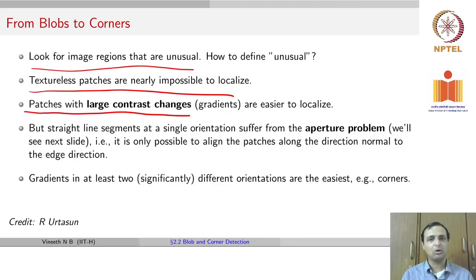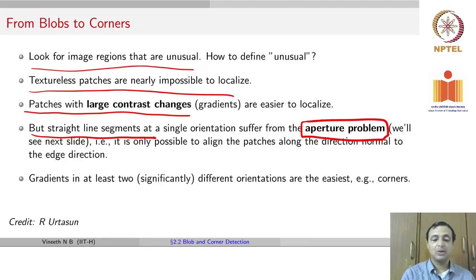Edges are a good example, but we'll talk about why edges may not be the right artifact in a moment. We are ideally looking for patches or regions in the image which have large contrast changes, such as gradients. But the problem with edges is that edges suffer from what is known as the aperture problem. We'll see a visual illustration on the next slide. While edges are good, unique aspects of a particular image, they do suffer from a problem, which we'll talk about on the next slide.